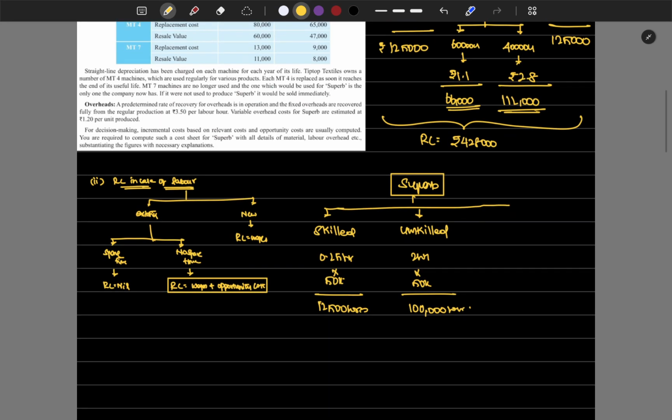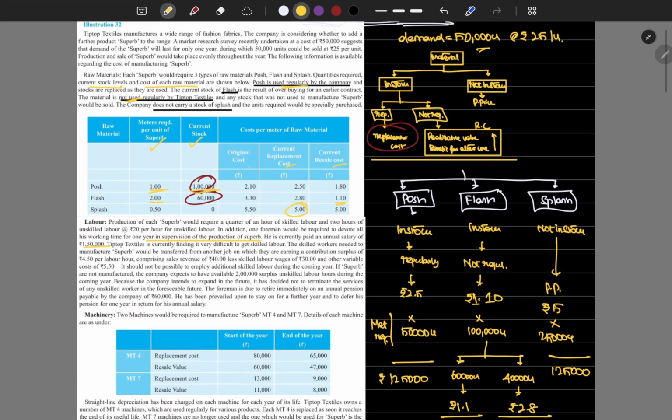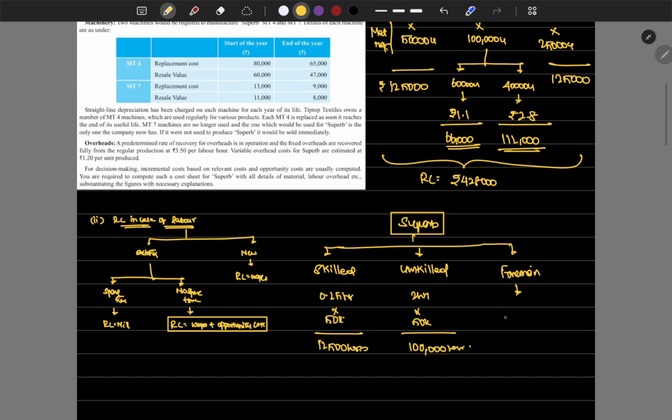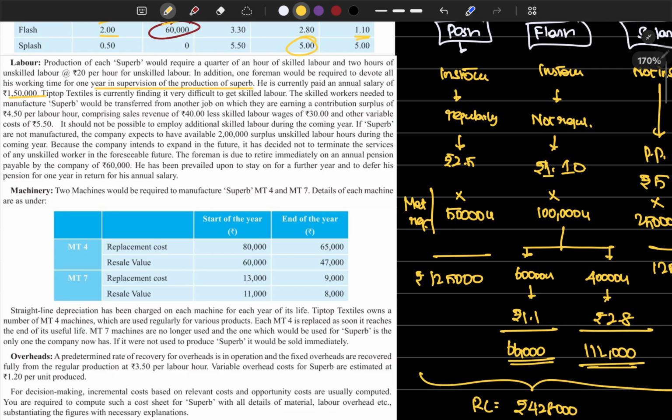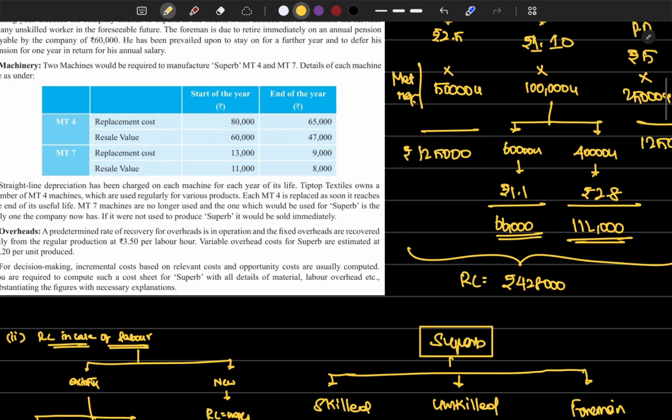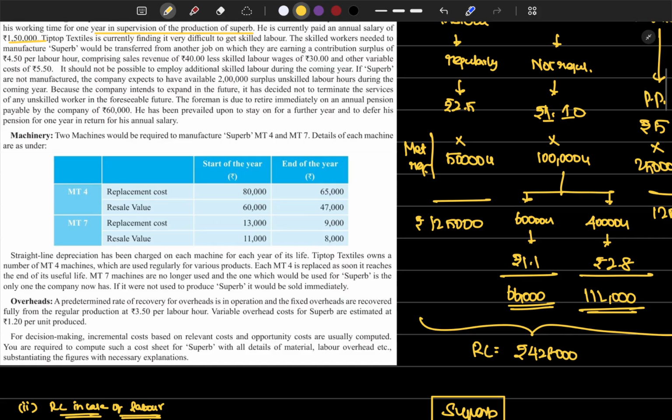Supervisor, foreman, sorry, they have termed him as foreman. What's the salary we are giving to him? Rupees 1,50,000 annual salary, right? And he needs to supervise the production of Superb, and he is currently paid, not dedicatedly hired. He is just an existing employee working for the company, and he is going to supervise the production of Superb products.